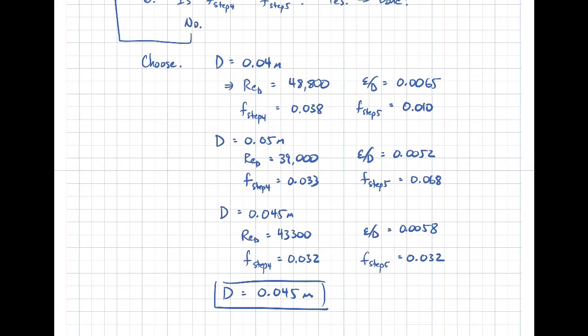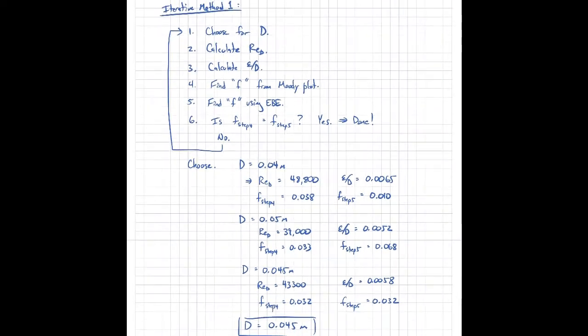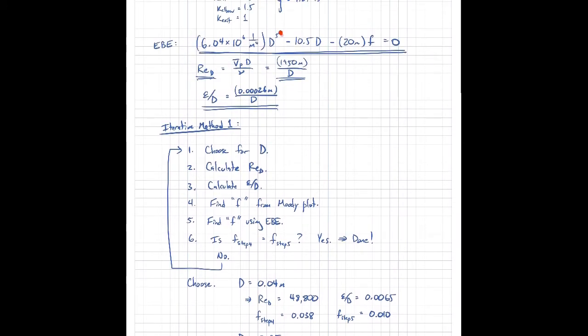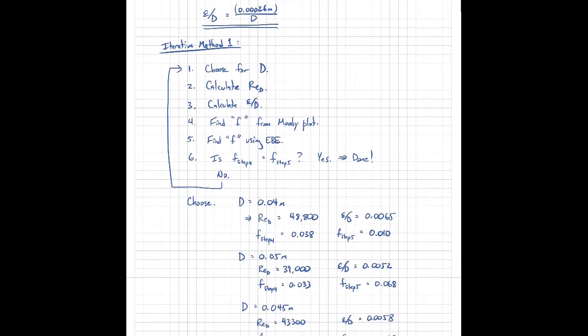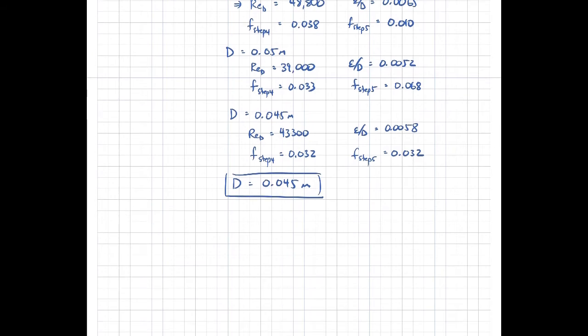So again, the advantage of this particular scheme that I show here is that it's easy to calculate the friction factor in the extended Bernoulli equation in step 5, because if you're guessing a value for the diameter, you can easily solve for that friction factor. The downside of this particular method is it doesn't give you much guidance on how to choose your diameters, since you're just comparing friction factors. So let me show you another iterative scheme that you can use.